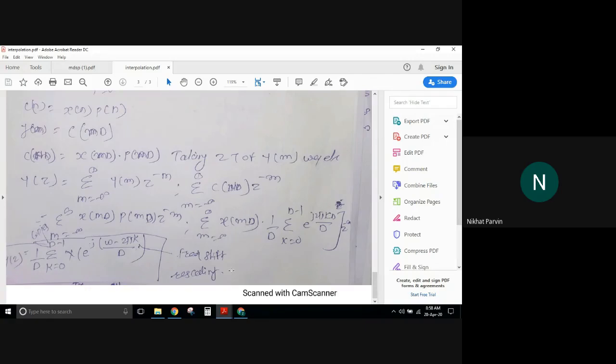Here, what formulas have we used? The same as in interpolation, the standard formula. What was the standard formula? We said X(z) equals summation over n from minus infinity to plus infinity of x(n) into z to the power minus n. We use the formula the same way here also. If you do one or two more steps, you will get these expressions.